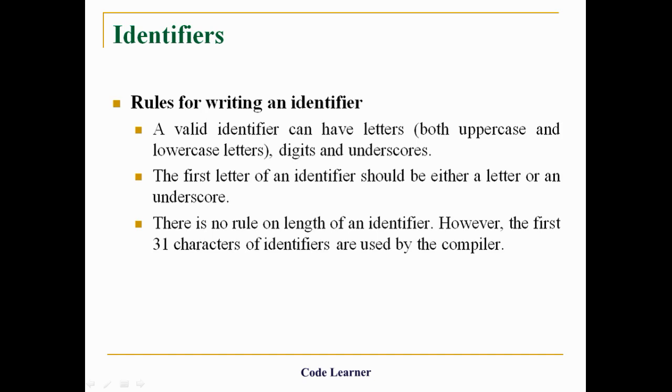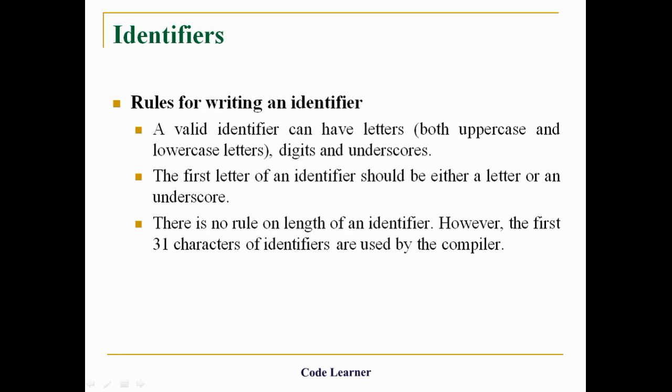The second rule says that the first letter of an identifier should be either a letter or an underscore. We can declare an identifier like _num1, _num2. These are all valid identifiers. The first letter should be either a letter or an underscore. But we cannot start an identifier name with a number, for example 5123 or 5number1. That is not valid.